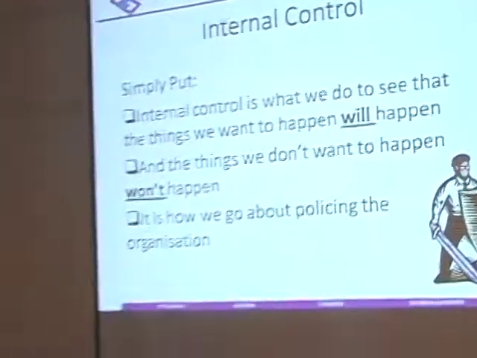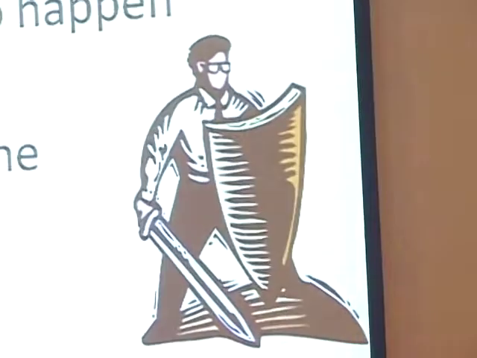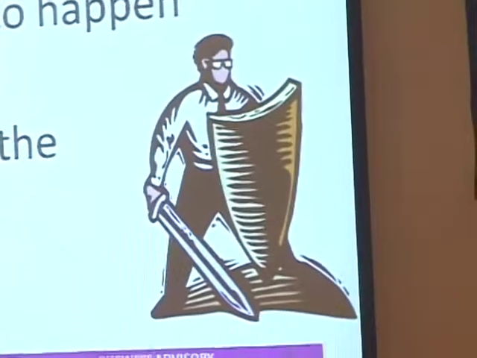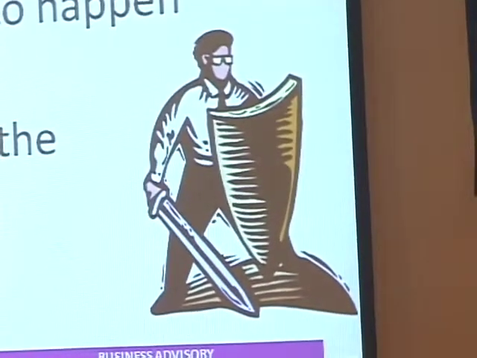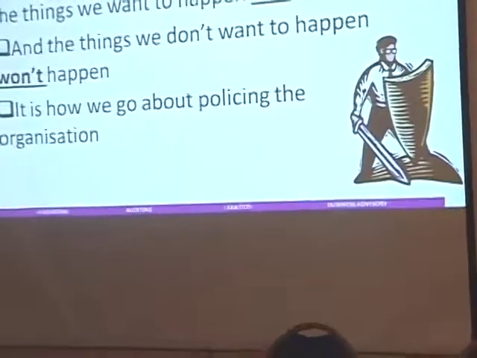And we realize that we have a person, probably a man or a woman, standing with a sword and a shield. And this is basically what internal control is about. Defending the assets, protecting the assets of the organization. So I think this picture was very relevant. Right?